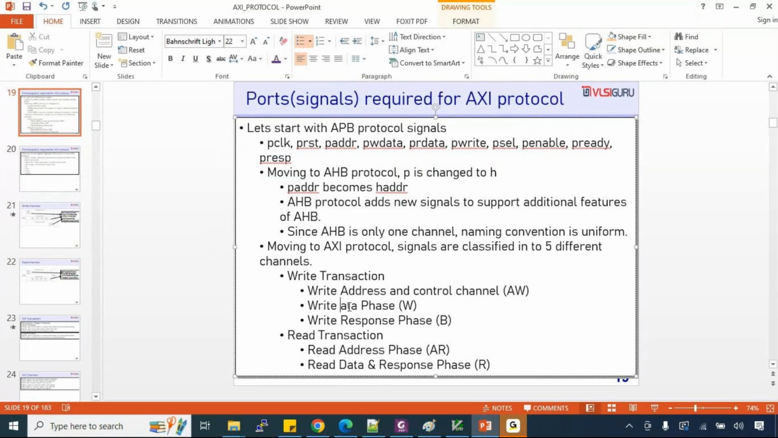Data channel. Write response channel. Okay. This is the read address channel, address and control channel, because it carries the control information also, not just the address. Burst length, burst type, burst size, cache, protection, lock, everything, whatever we said, right? All that information is carried during the address phase. Okay. Last one is the read data channel.